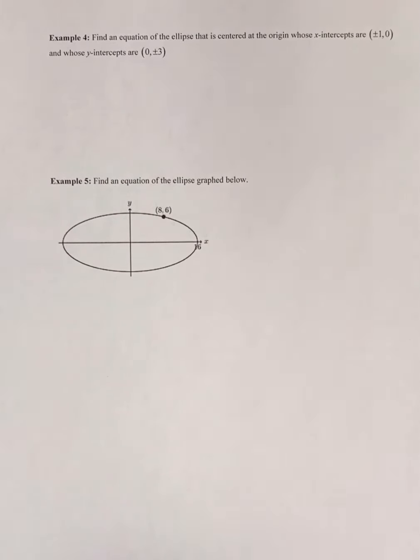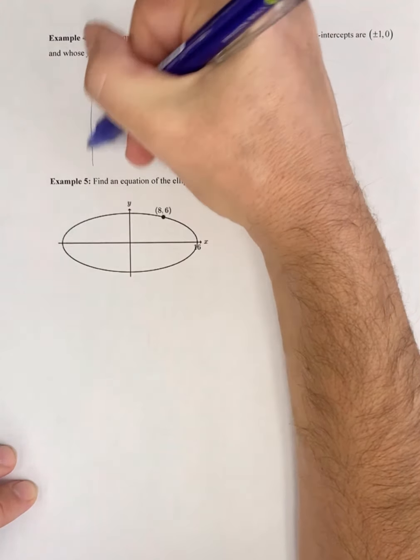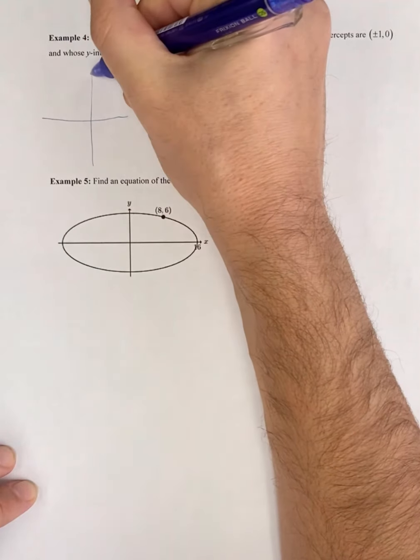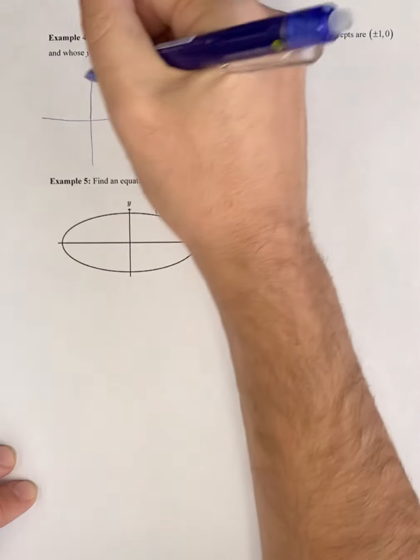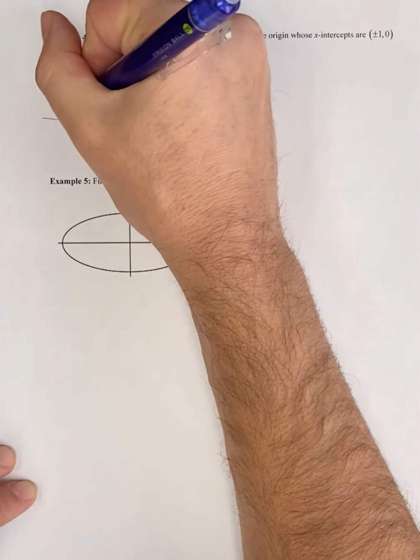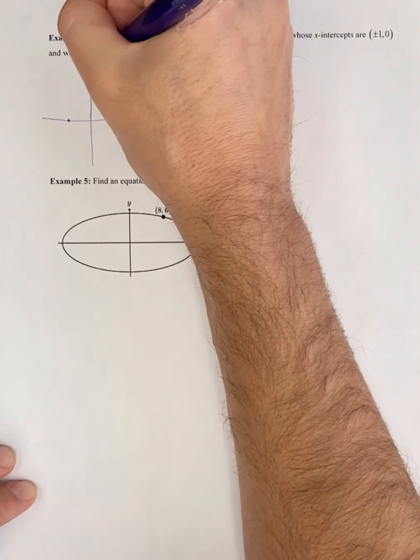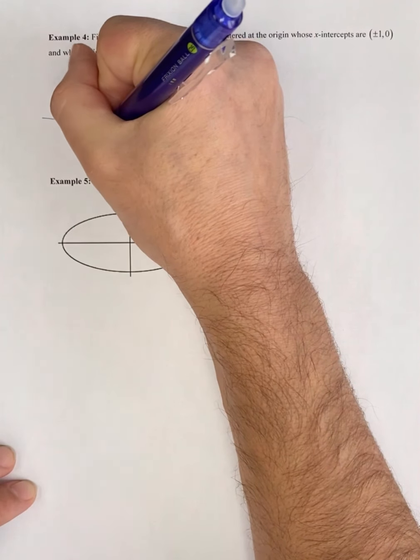So in example 4, we're asked to find the equation of an ellipse that is centered at the origin and whose x-intercepts and y-intercepts are given. So let's sketch a graph. X-intercepts are plus or minus 1, 0. So 1, 0 and negative 1, 0. And the y-intercepts are 0, 3 and 0, negative 3.